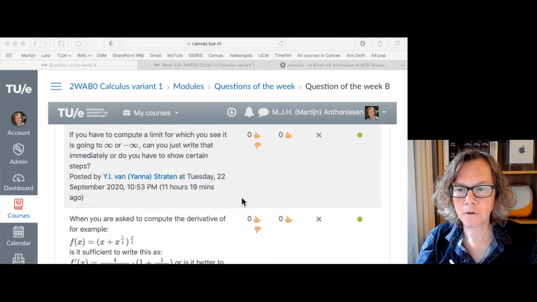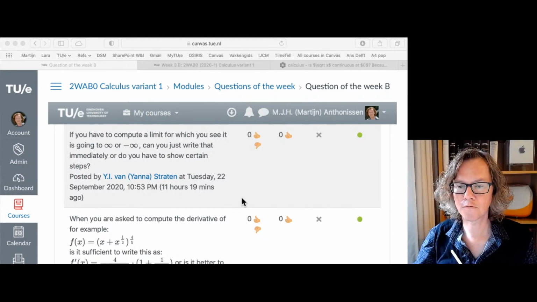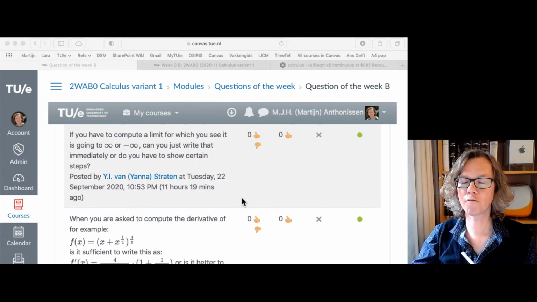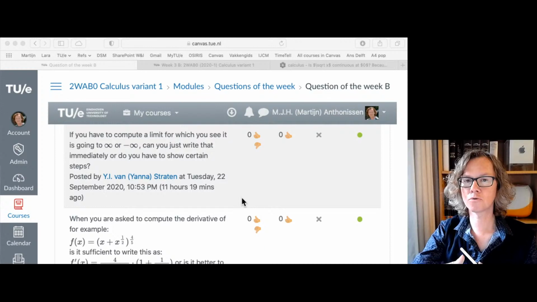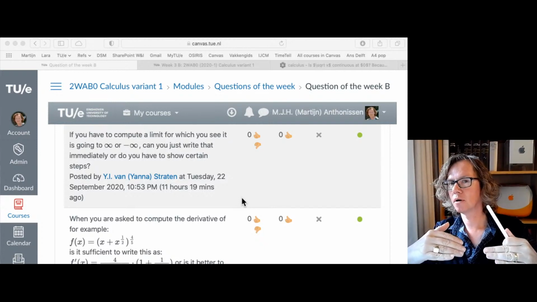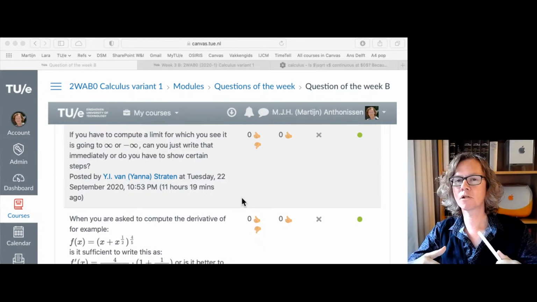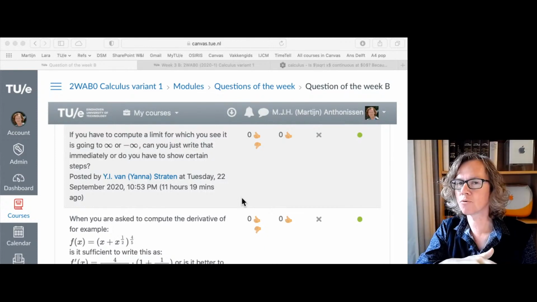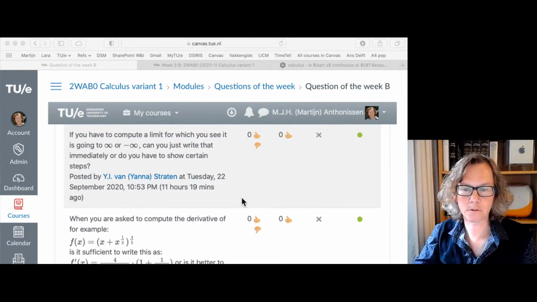So if you have to compute a limit for which you see it is going to infinity or minus infinity, can you just write it immediately, or do you have to show certain steps? It depends a little. If you can see it immediately, you don't have to write any steps. So if you have 1 over x and x is going to 0, you can immediately write down that it's plus or minus infinity depending on how you go to 0. If you cannot immediately see what's happening there, you should elaborate or explain. Sometimes you can do that in words, sometimes you have to rewrite a little bit algebraically.